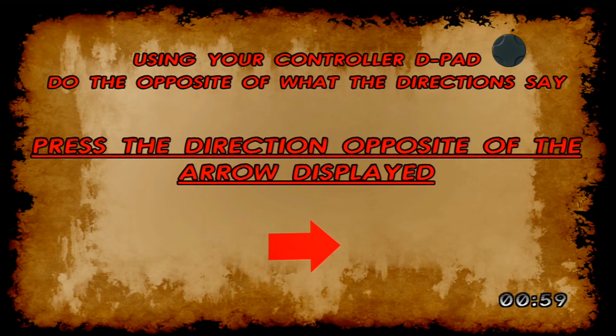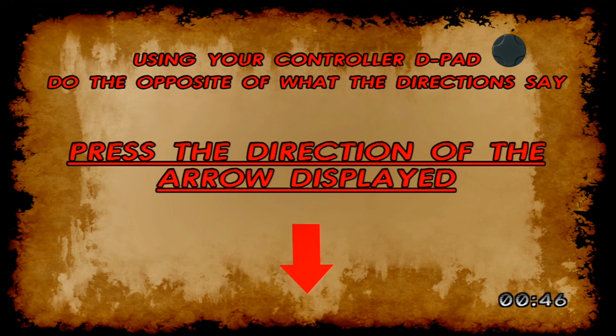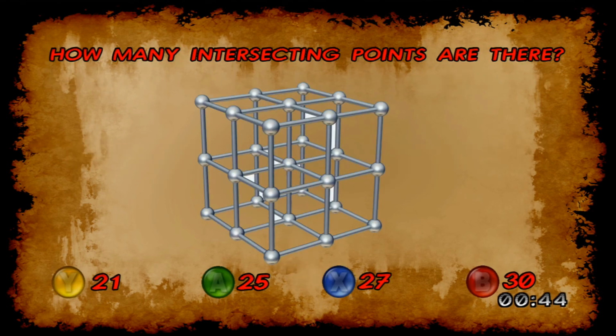X, then A. Using your controller D-pad, do the opposite of what the direction says. Press the direction opposite of the arrow displayed. So actually, you want to press it right. You want to do what the arrow says. Then you want to do the opposite of that. That's up. How many intersecting points are there?